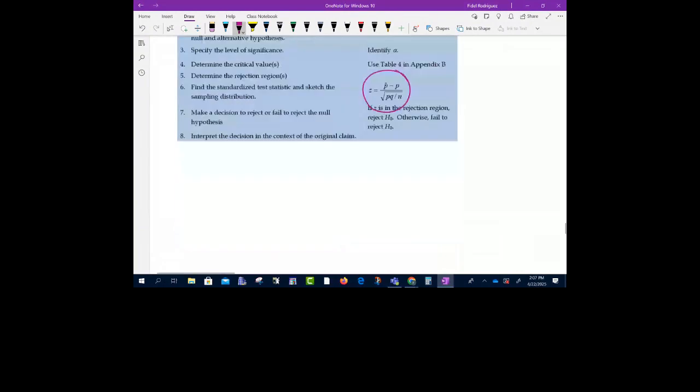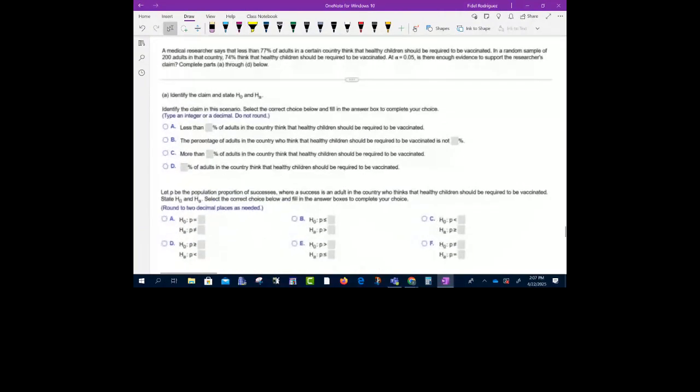So look, y'all, I'm going to scroll down here to my first question right here. Okay, and let's see if we can read through this thing here together. So it says, a medical researcher says that less than 77% of adults in a certain country think that healthy children should be required to be vaccinated. Okay, so look, y'all, I'm going to just highlight that first sentence. Okay, this is our claim. Our claim says less than 77%. So the percentage, y'all, is less than 77%. Okay. So that's my claim.